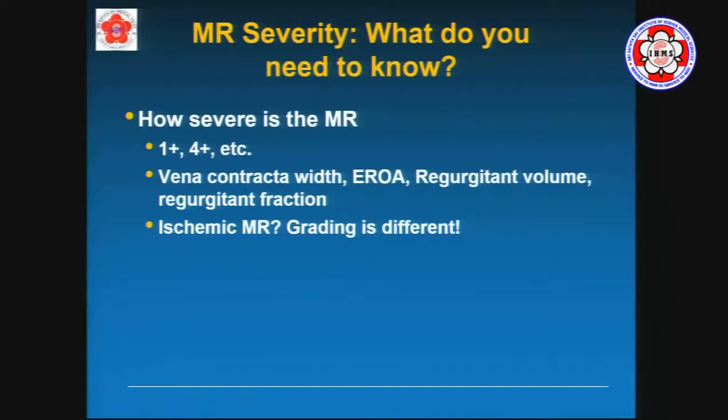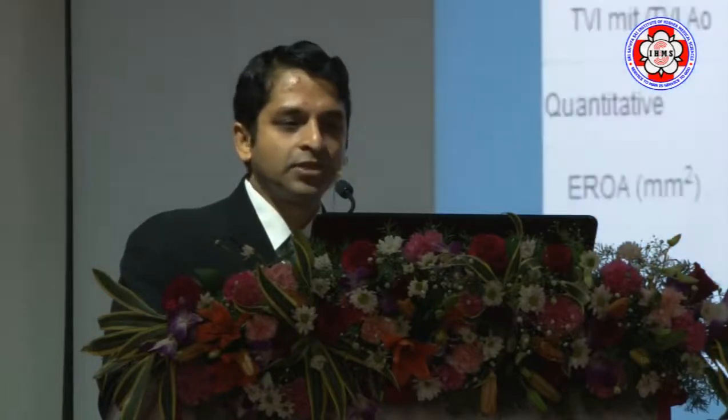But I think there's one point that I really want to emphasize, and that's shown here: if you have ischemic mitral regurgitation, the grading system is entirely different. Ischemic MR means, as you know, that the valves themselves are functionally normal, but that there is an issue with the supporting structures of the valve.